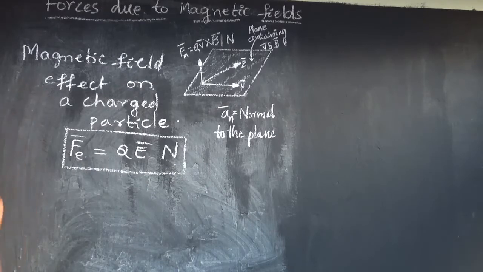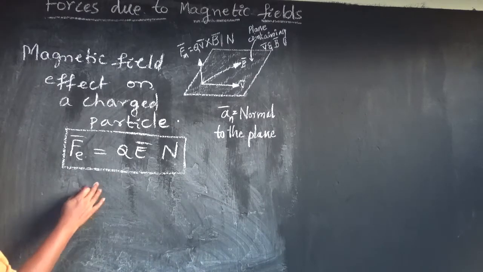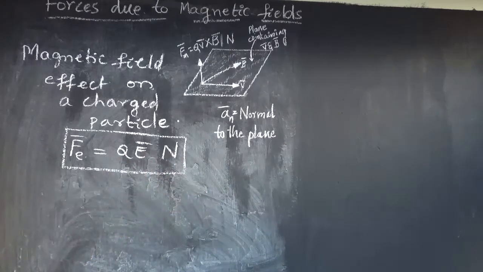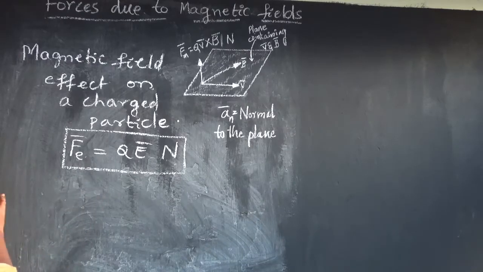But whereas magnetic field is considered, here the magnetic field will show some effect only if the electron is moving. That means if the electron is static, there will be no effect of the magnetic field on that static electron. That we have to remember.